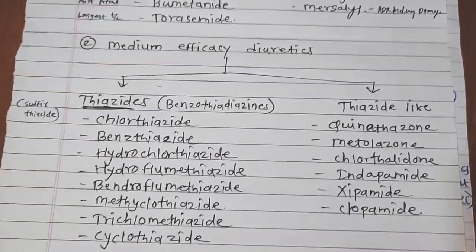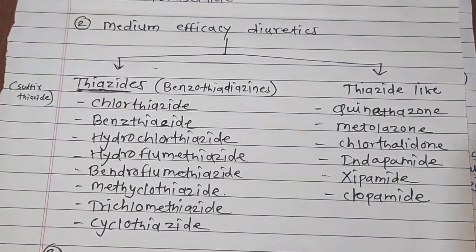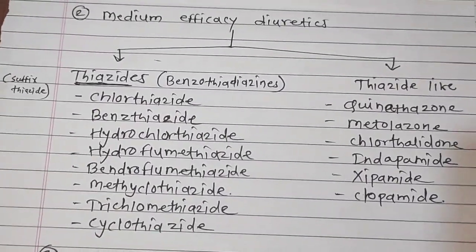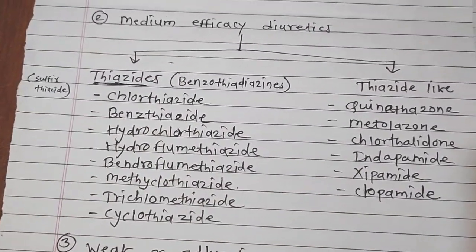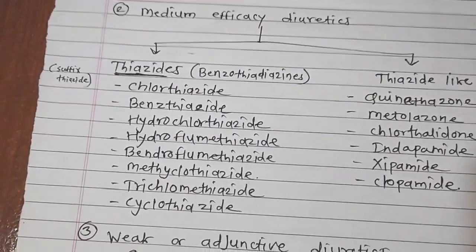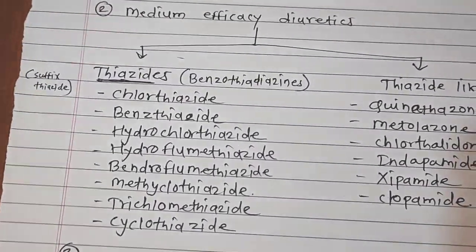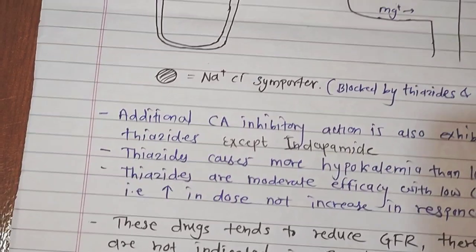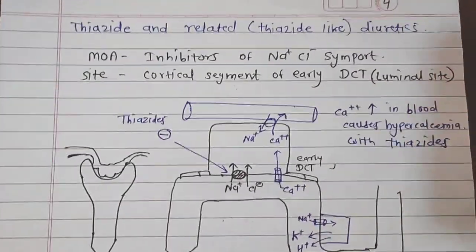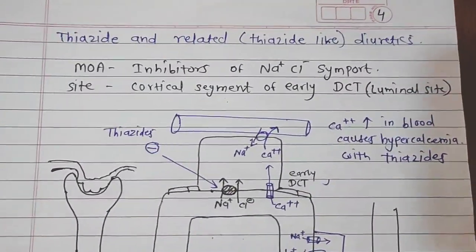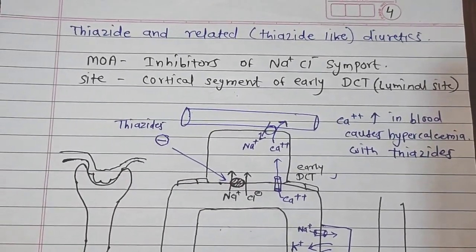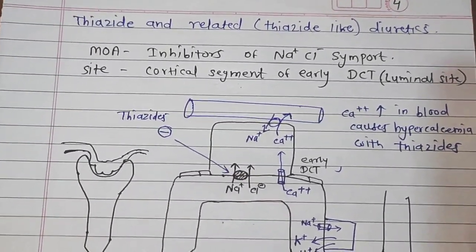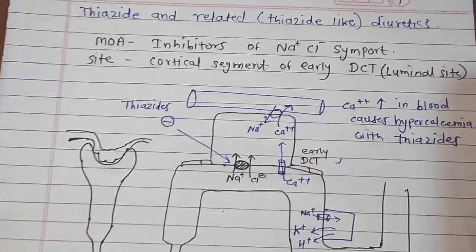In this video, we are going to talk about the medium efficacy diuretics. We have already seen its classification, and in this video we'll discuss in detail their mechanism of action, their site of action, and how these drugs act. Now let's start with the mechanism of action. These are the inhibitors of the sodium chloride symport, which is present in the early DCT.